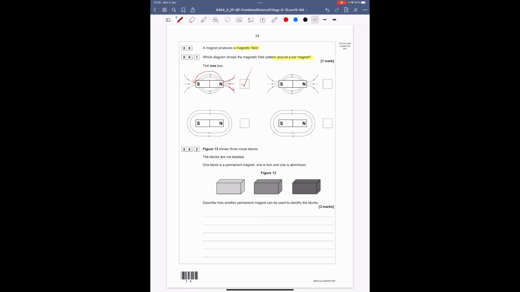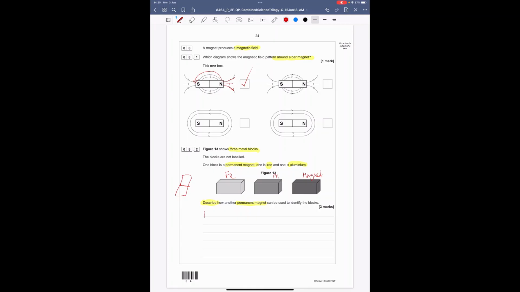Question 8.2. Figure 13 shows 3 metal blocks. The blocks are not labelled. One is a permanent magnet, one is iron, one is aluminium. Describe how another permanent magnet can be used to identify the 3 blocks. So we've got one that is potentially iron, one potentially aluminium, one another magnet, and then we've got another bar magnet for us to use to test them. How can we use this other bar magnet, and what would we see to test each of these different metal blocks?